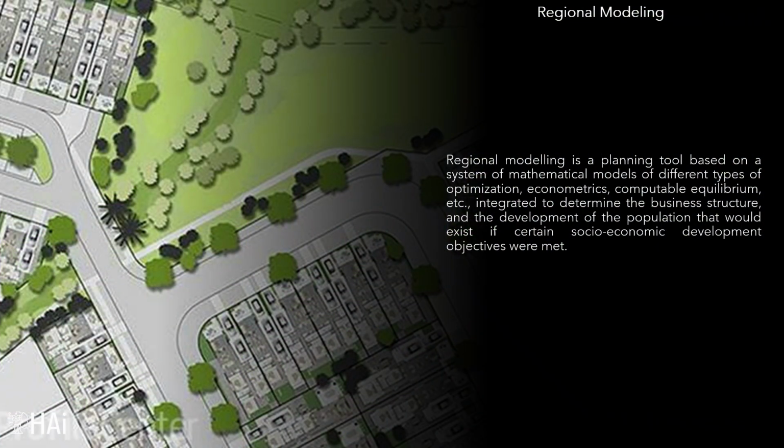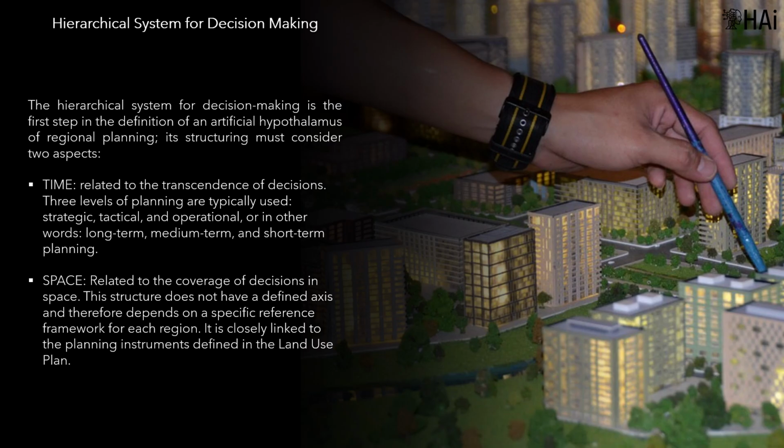Regional modeling is a planning tool based on a system of mathematical models of different types of optimization, econometrics, computable equilibrium, etc., integrated to determine the business structure and the development of the population that would exist if certain socio-economic development objectives were met. The hierarchical system for decision-making is the first step in the definition of an artificial hypothalamus of regional planning. Its structuring must consider two aspects.